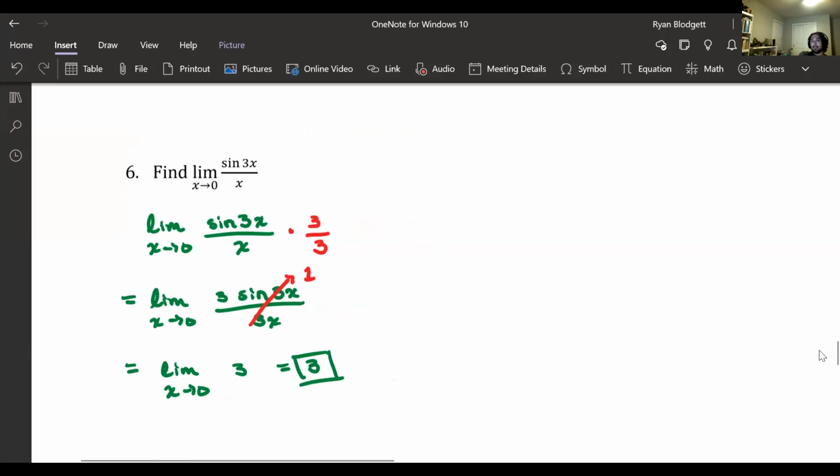All right. So there's your number 6. All you had to do is multiply it by 3/3. And then you get that trig identity, sine 3x over 3x. As x approaches 0, that becomes 1, and your answer is 3. Any questions on that one, guys?